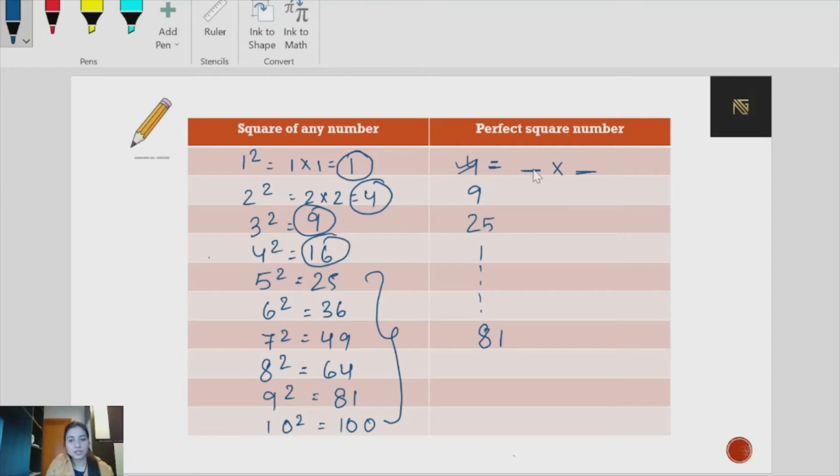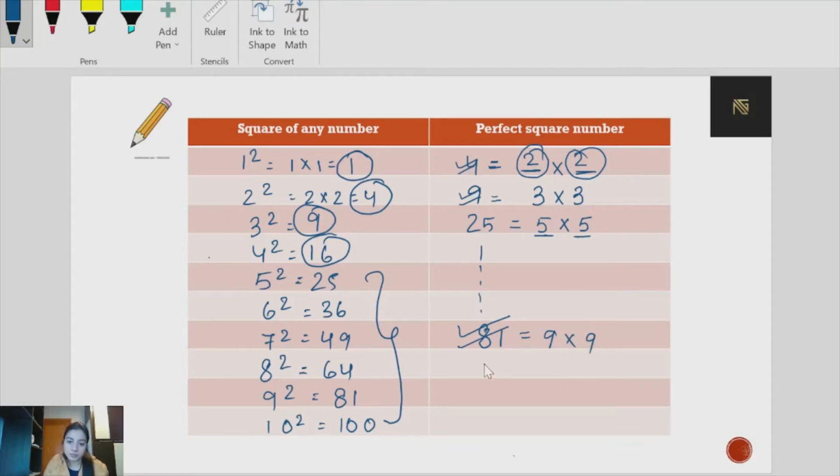So 4 we can express as 2 times 2, product of two same numbers. Similarly 9 I can express as 3 times 3, product of two same numbers. Therefore 9 is a perfect square number. Similarly for 25 I can express it as 5 times 5, same numbers, product. Same for 81, 9 times 9.